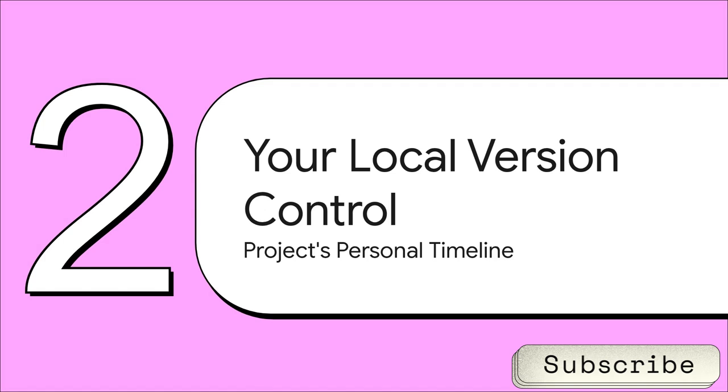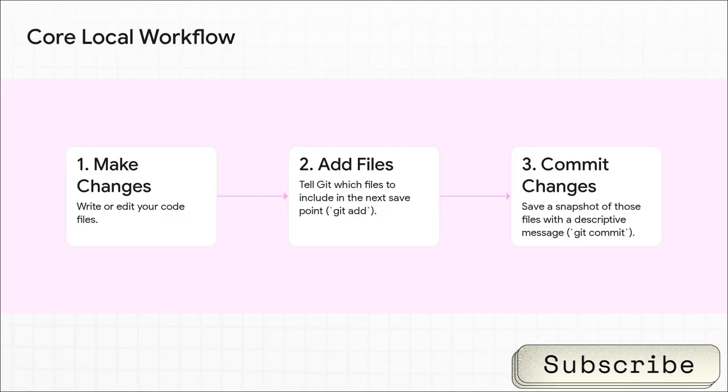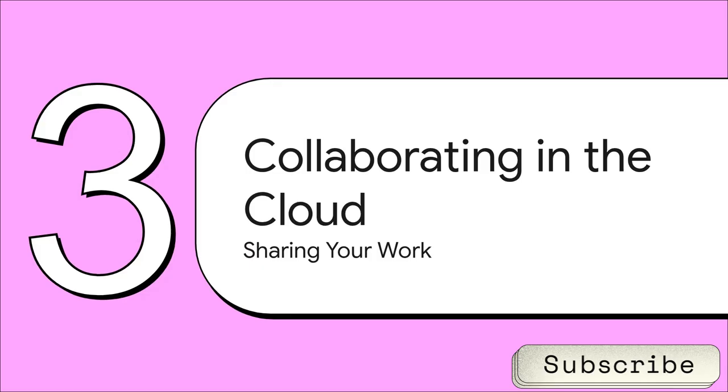It all starts with you, on your computer with your project. This is your personal timeline. So on your local machine, your workflow is this really simple, powerful loop. First, you make some changes, you write or edit your code. Then you tell Git which files you want to include in your next save point. That's called git add. And finally, you commit those changes. You save a snapshot of those files and you write a little message to yourself or your future self explaining what you did.